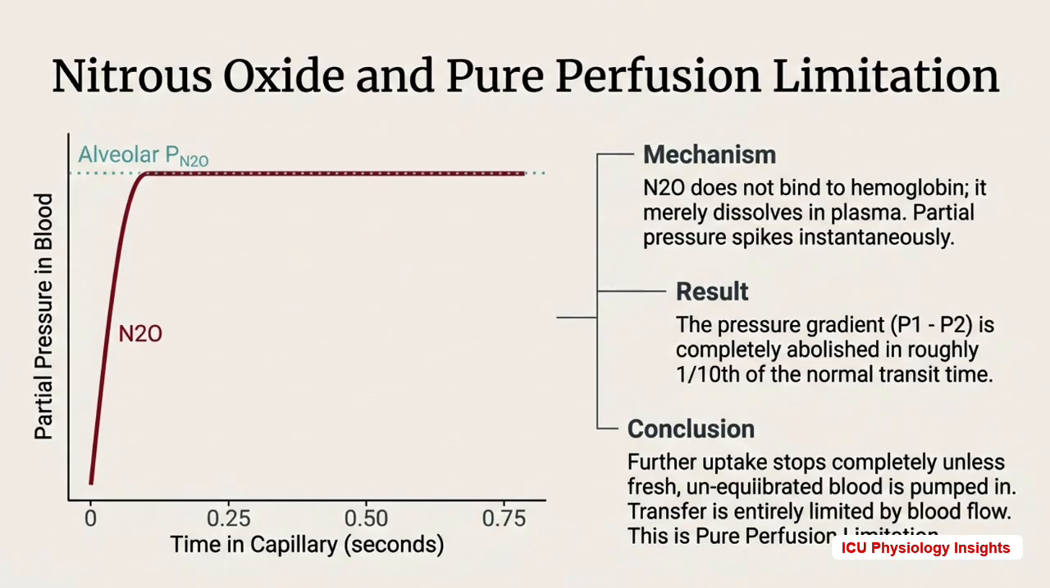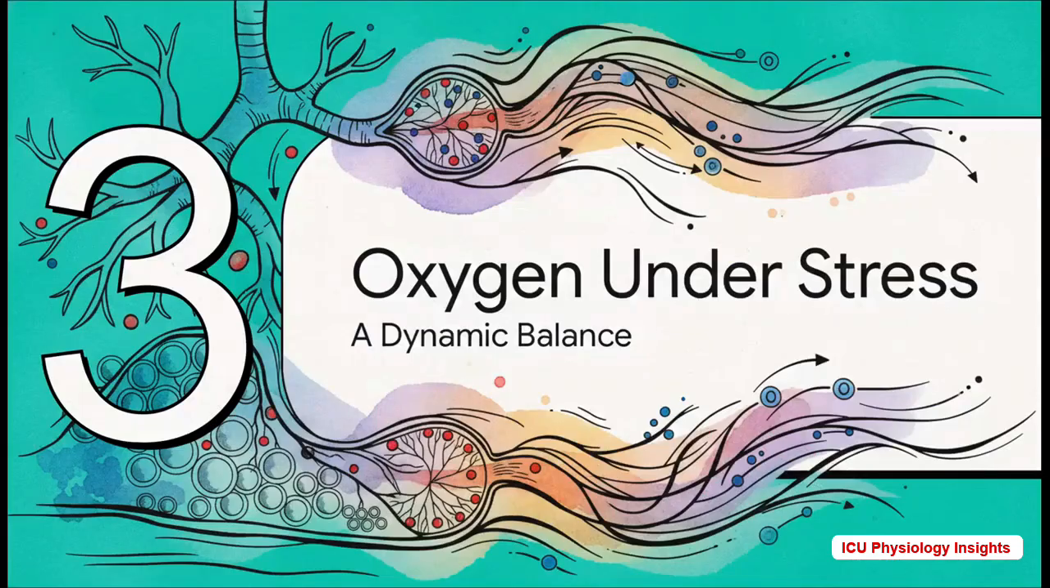If you want to get more nitrous oxide into the body, you have to increase blood flow. It is purely 100% perfusion limited.